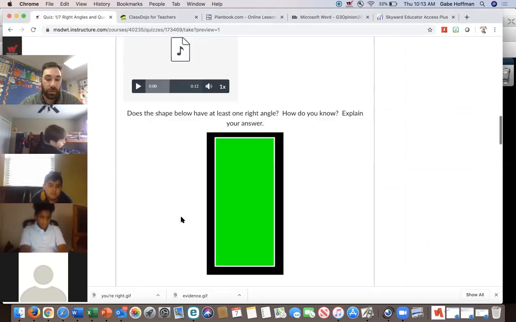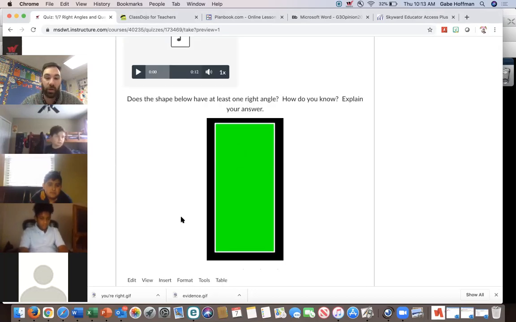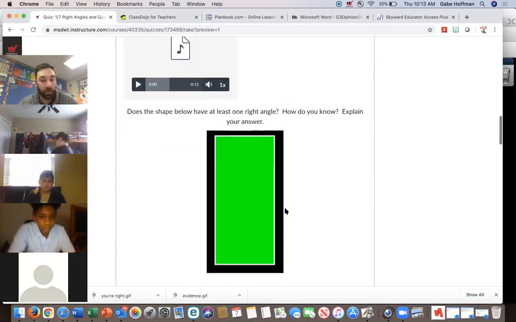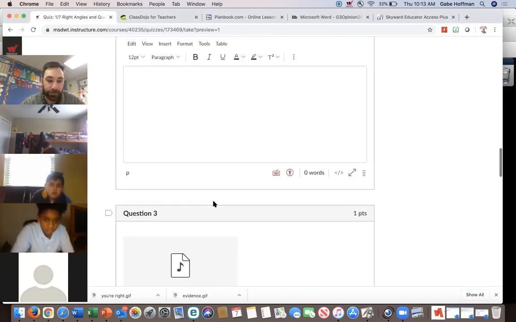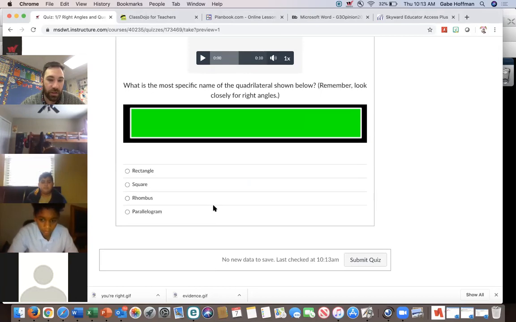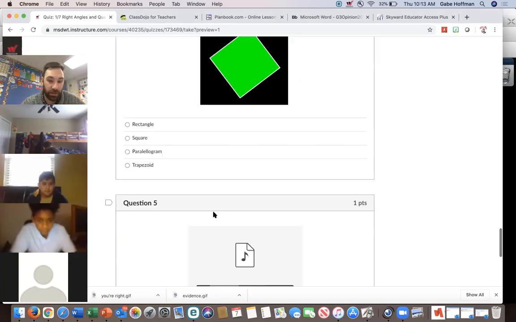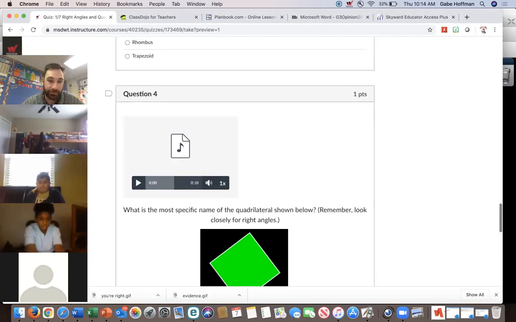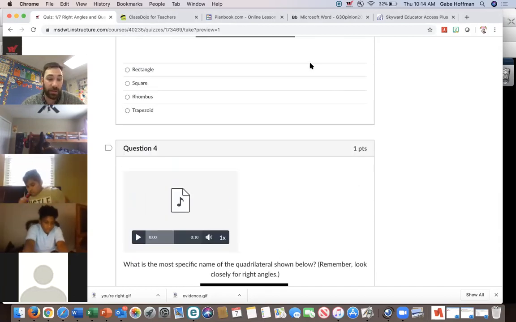Number 2 says, does the shape below have at least one right angle? How do you know? Explain your answer. It's worth 2 points. 1 for telling me yes or no, 1 for your explanation. Then the rest are going to ask you to tell the names of those quadrilaterals, checking for right angles. All right, look for right angles before you give me your answer. Some of them are tricky. All right, I'm going to stop sharing my screen.